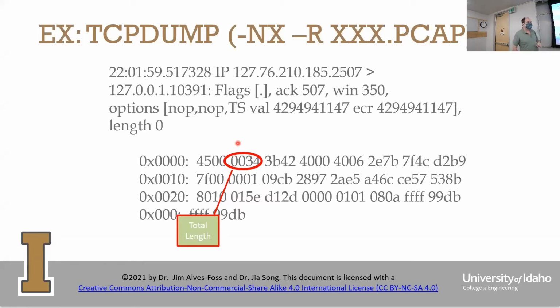Not every computer stores data that way. Intel machines actually go the opposite order. The least significant byte is stored first in memory. So we actually have to know what is the default byte order of the internet, which is what we call big endian, most significant byte first, versus little endian, least significant byte first.